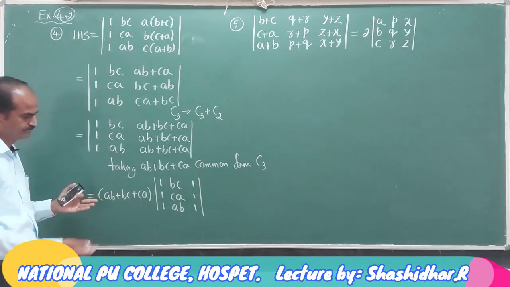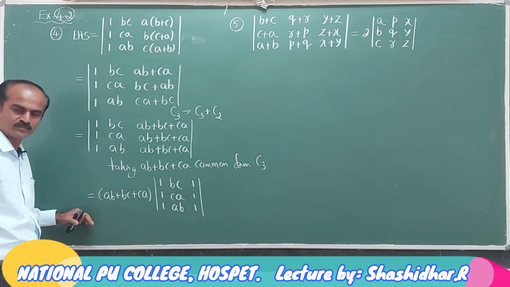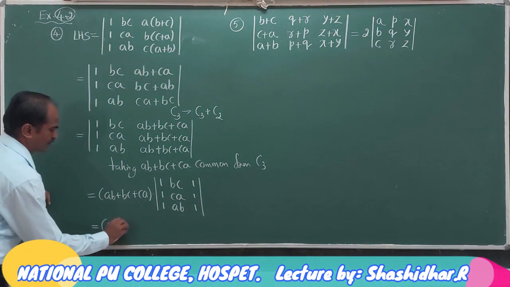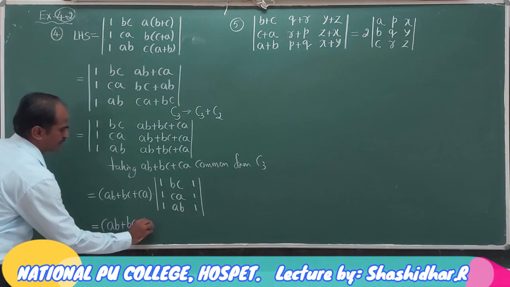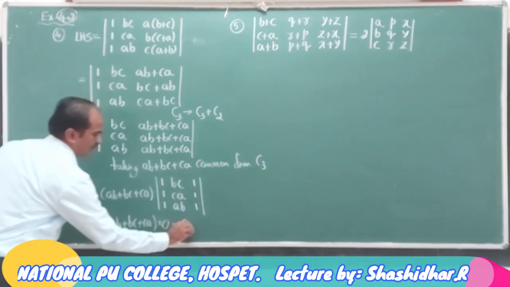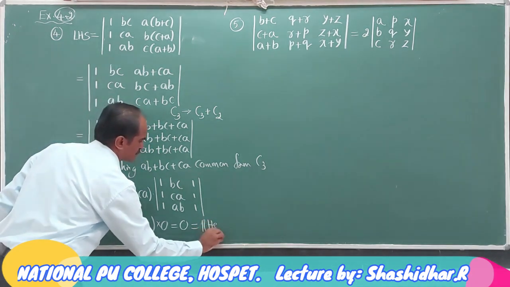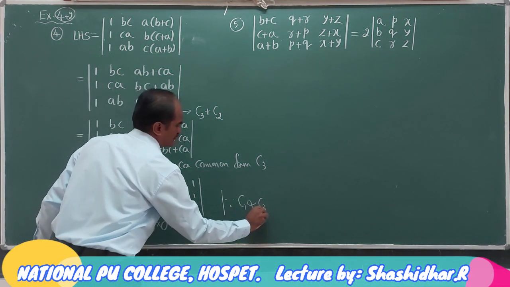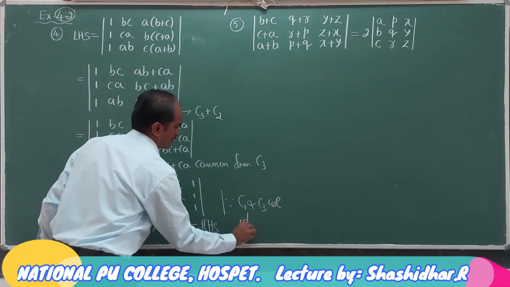Now observe, the first column and third column are identical. I can write its value as 0. So AB plus BC plus CA into 0, that is equal to 0. That is our required RHS. So how are you able to write this? Because C1, C3 are identical.